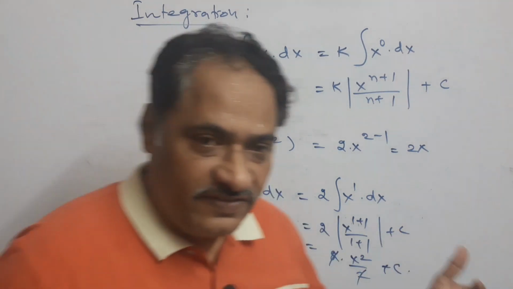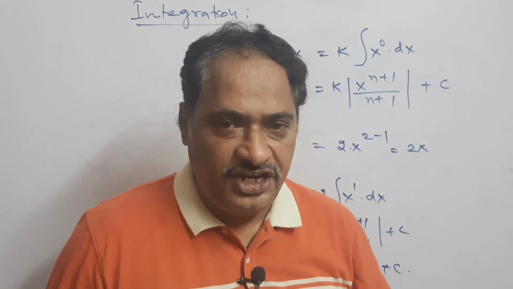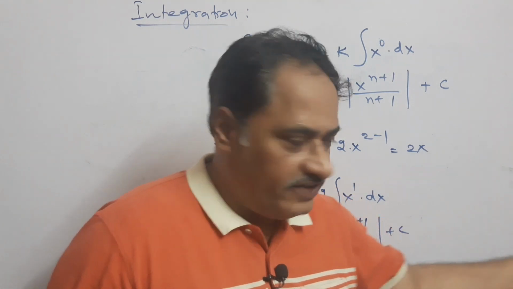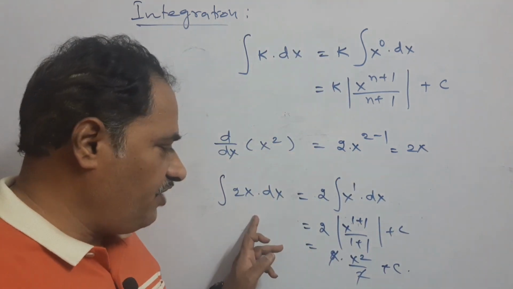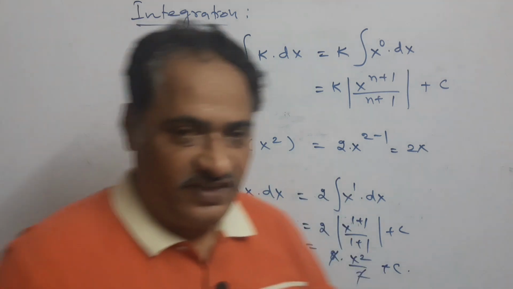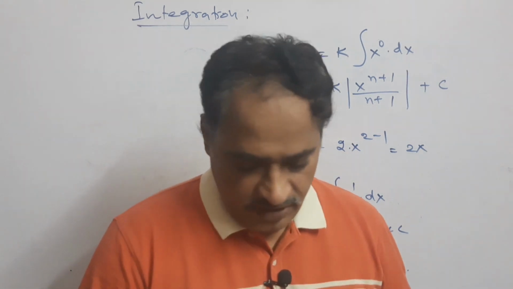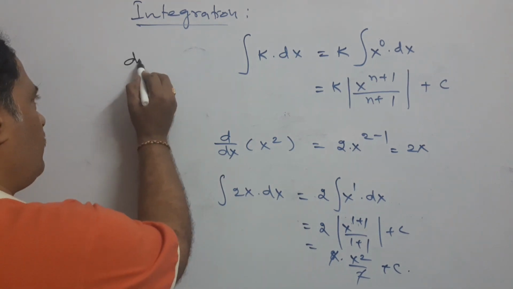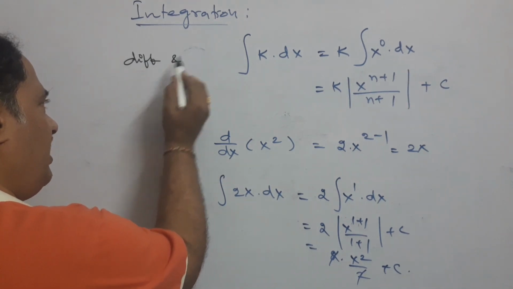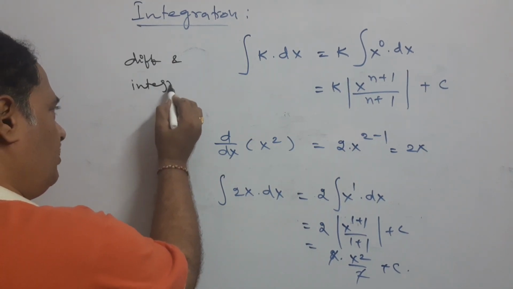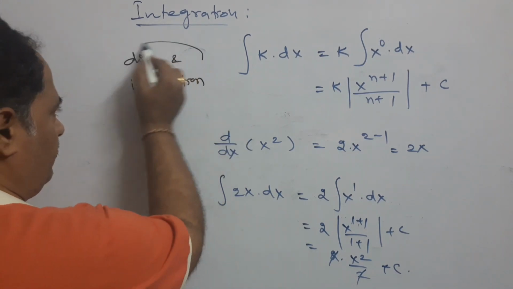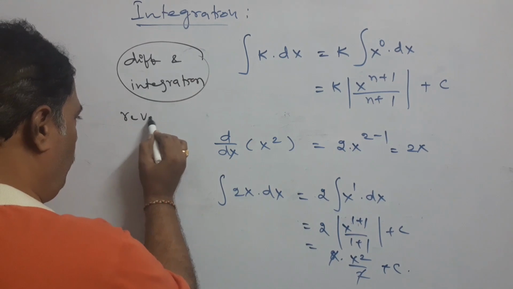Here you are taking x square. You are differentiating with respect to x. Then you got 2x. If you integrate 2x dx, once again I can say you are able to get x square. Therefore, I can say the processes of differentiation and integration are reverse, quite opposite. Reverse phenomenon.